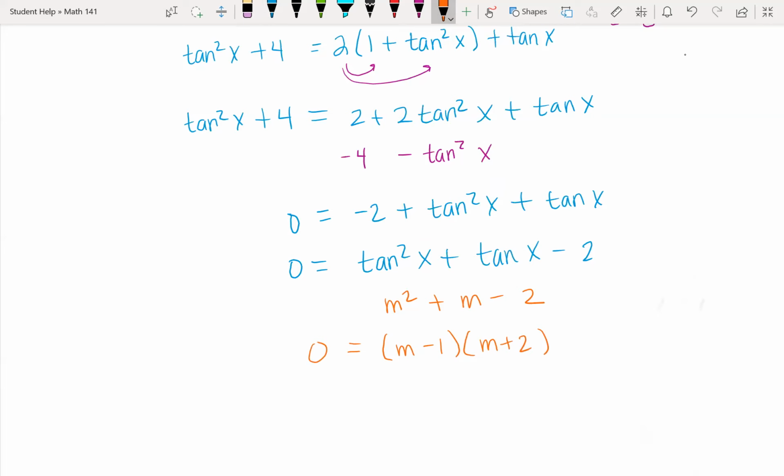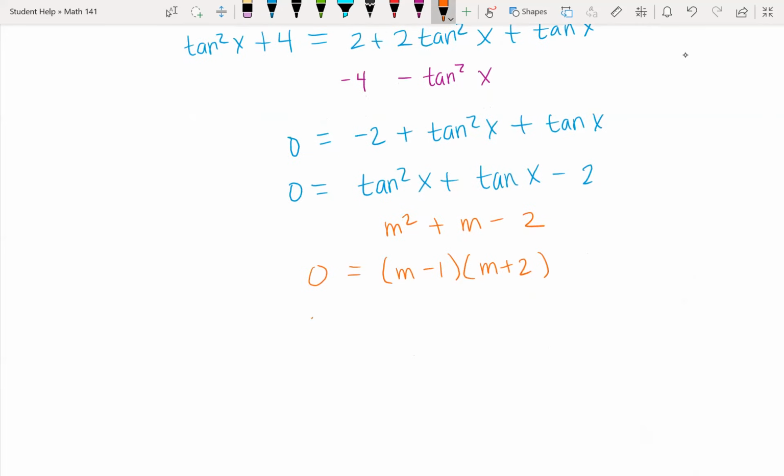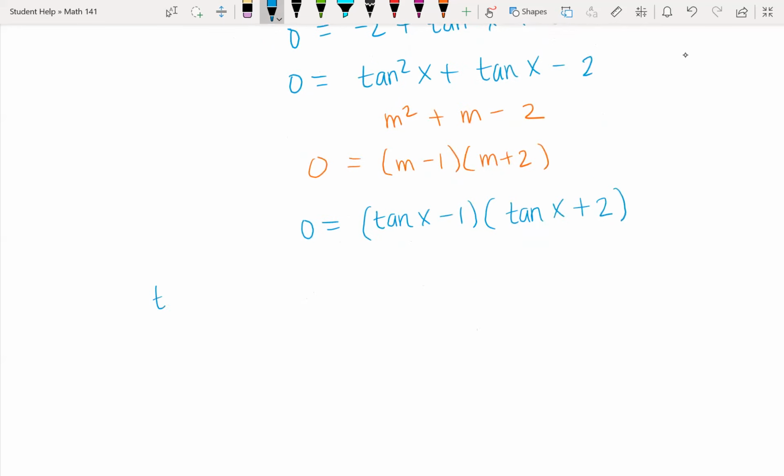So I have 0 equals tangent x minus 1 and tangent x plus 2. And then we'll split this into 2 separate equations and solve them separately.